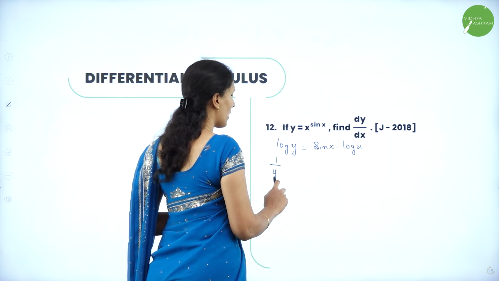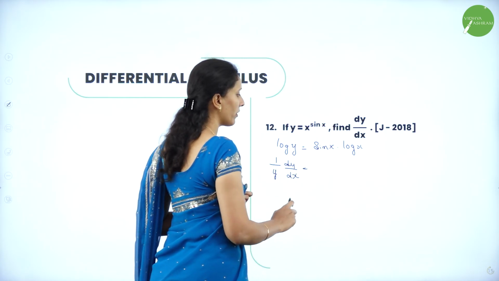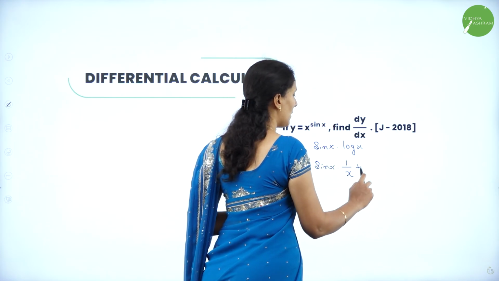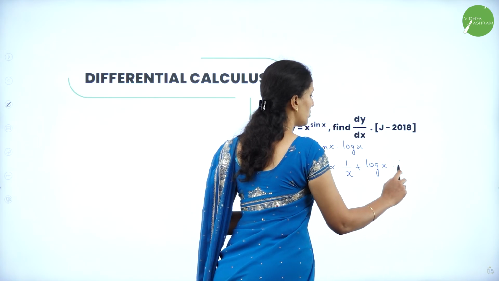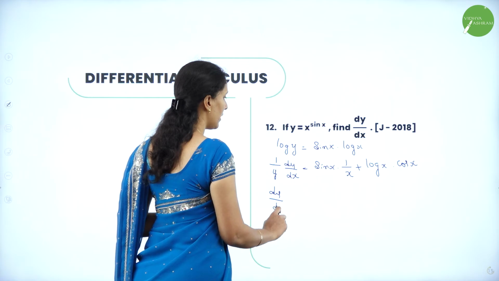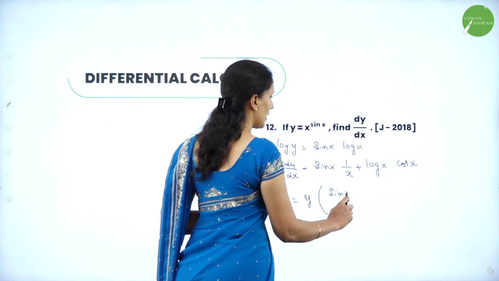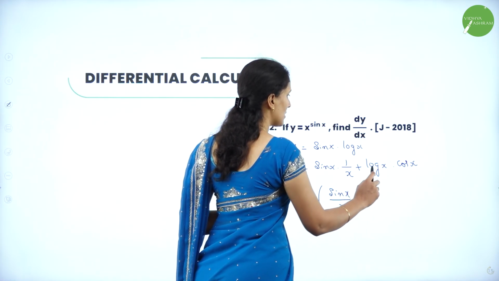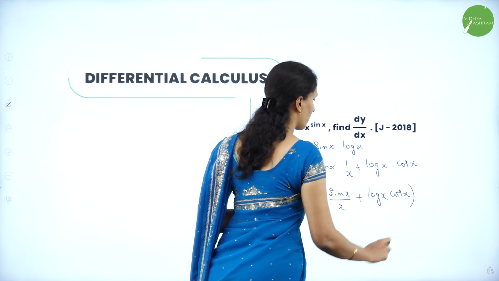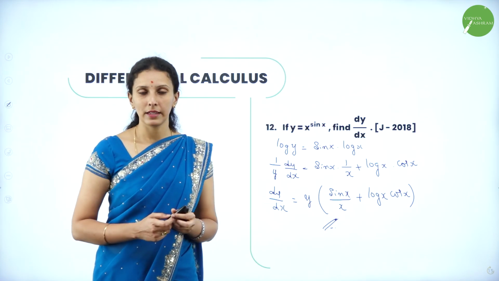Log y is 1 by y dy by dx. Here we have to apply the product rule to differentiate: first function times the derivative of the second plus second function times the derivative of the first. Now here we have dy by dx is equal to y into (sin x divided by x plus log x into cos x). Or you can replace back the value of y as x to the power sin x.